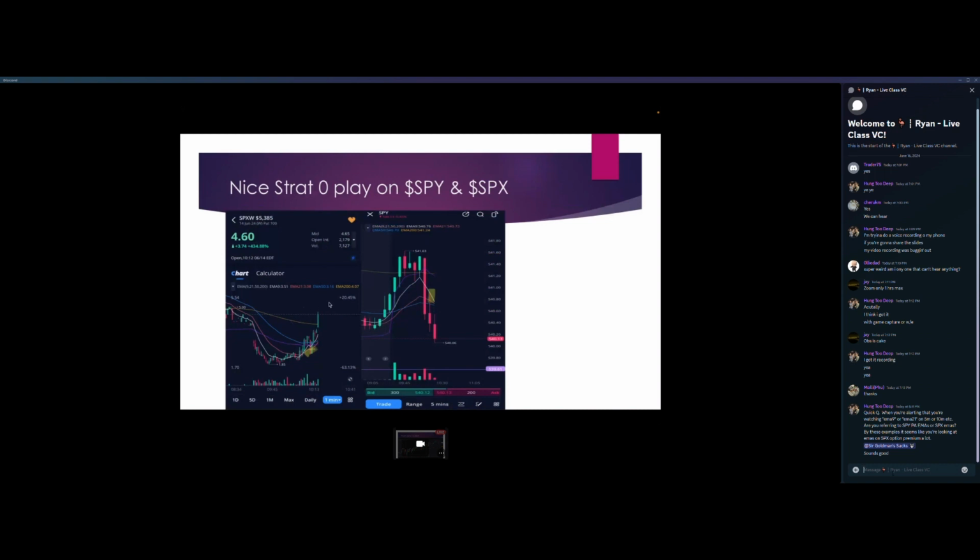So it was about a 60% play in about 6 minutes, because 1, 2, 3, 4, 5, 6. 6 minutes, 6 candles, 1 minute chart. So that's how you can use strat 0 on both. It does all correlate.